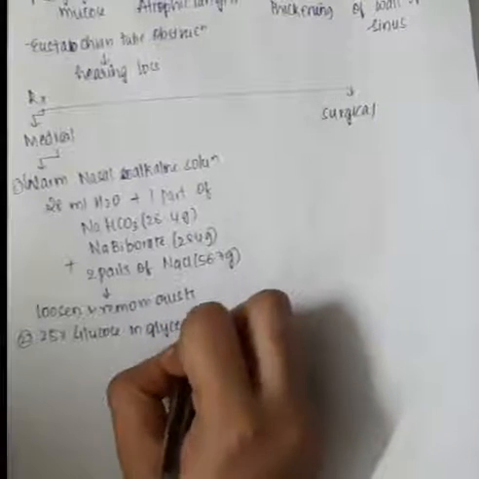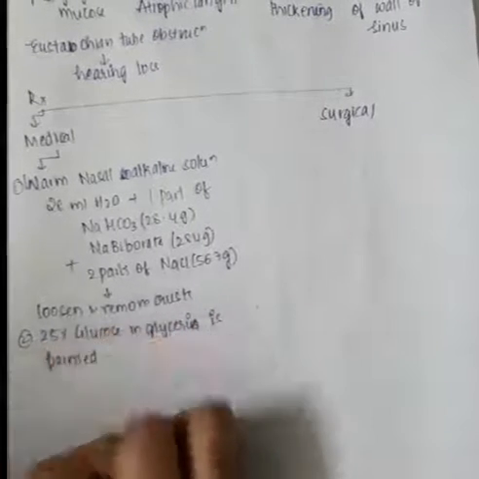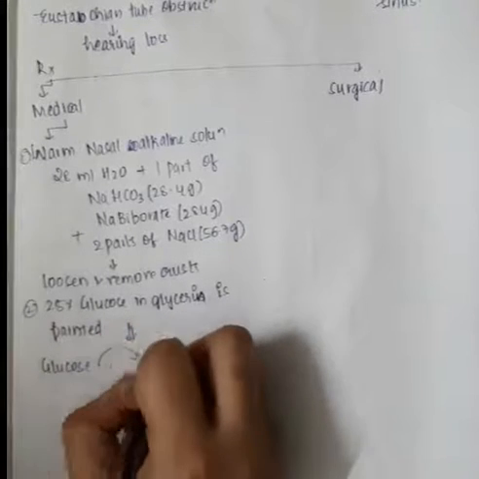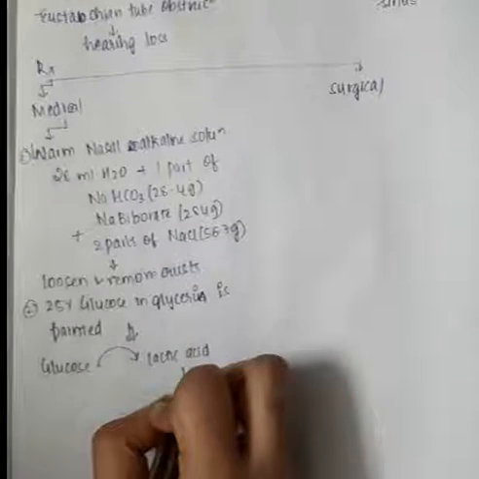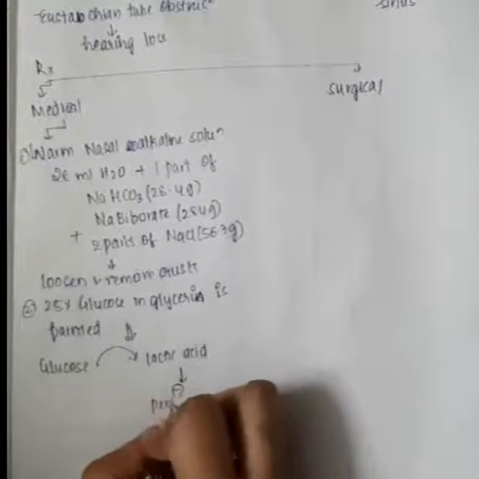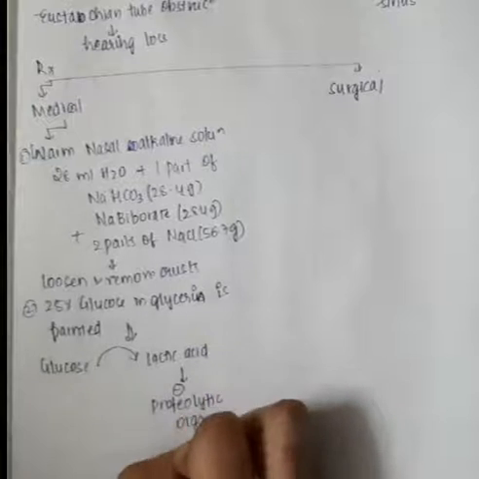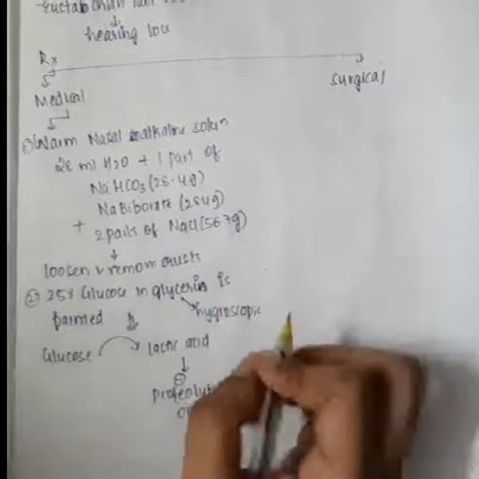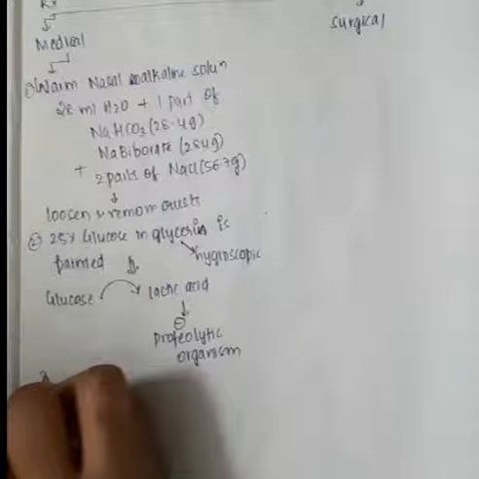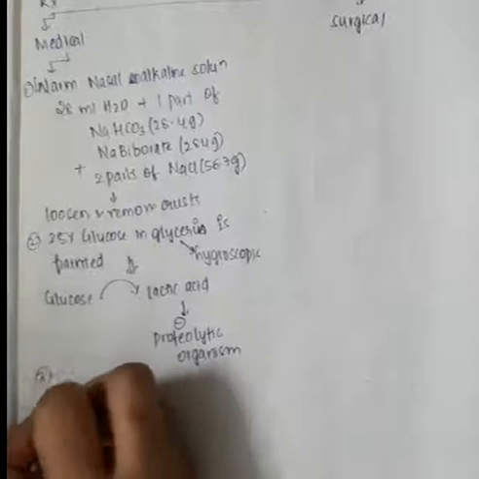Then 25% glucose in glycerin is also painted. Once you paint 25% glucose in glycerin, the glucose is converted to lactic acid, and this lactic acid will inhibit proteolytic organisms. Then this glycerin is hygroscopic. So glucose inhibits the proteolytic organisms by converting into lactic acid, and glycerin being hygroscopic, both will help in loosening the crusts.